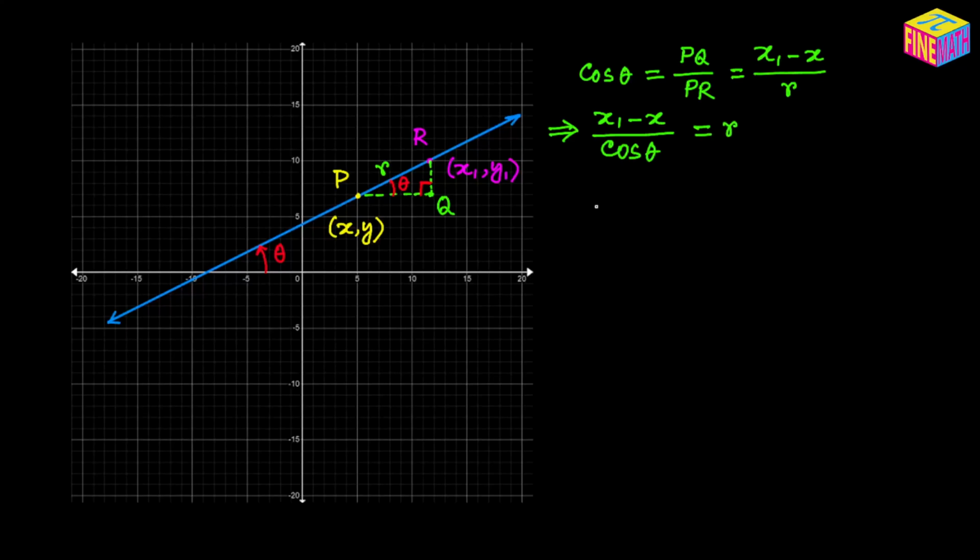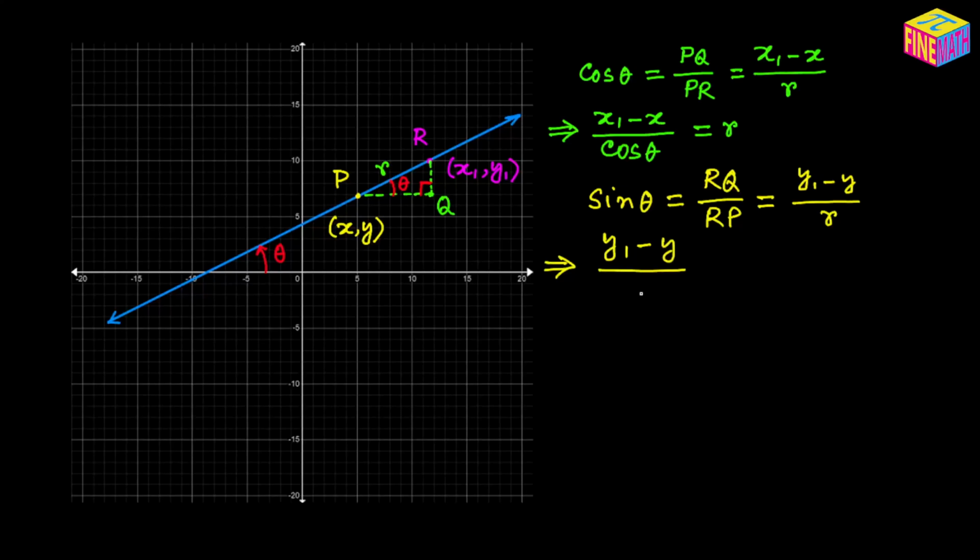Similarly, let's try to find the sine of theta. So sine of theta can be written as RQ over RP. Now what is RQ? Well, if you think about it, RQ will be y sub 1 minus y, because the y coordinate of Q would be the same as the y coordinate of P, which is y, and the y coordinate of R is actually y sub 1, which is greater than y. So the RQ distance would be y sub 1 minus y. And what is RP? Well, RP is nothing but the parameter lowercase r, and from here can we then say that (y sub 1 minus y) over sine of theta is also equal to the parameter r.